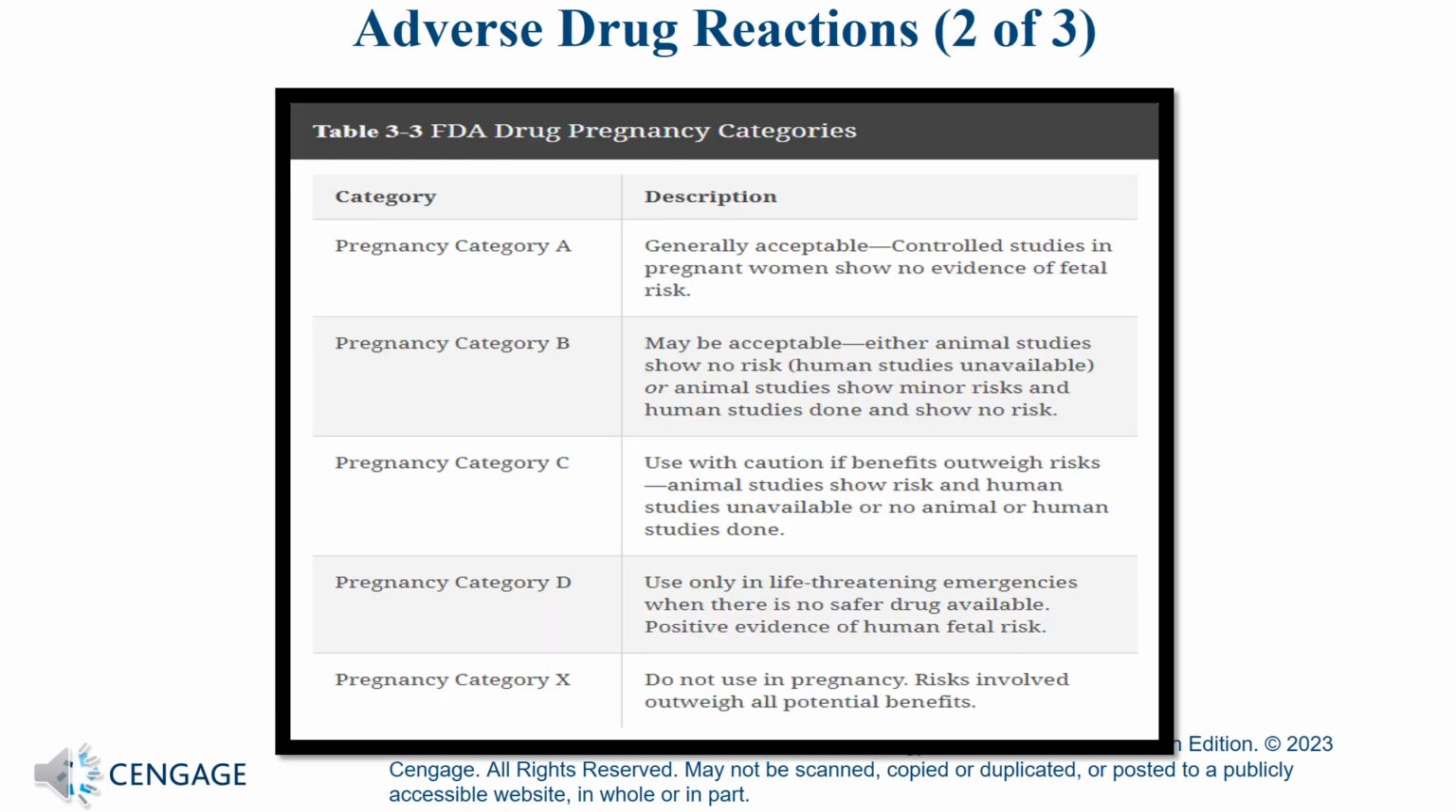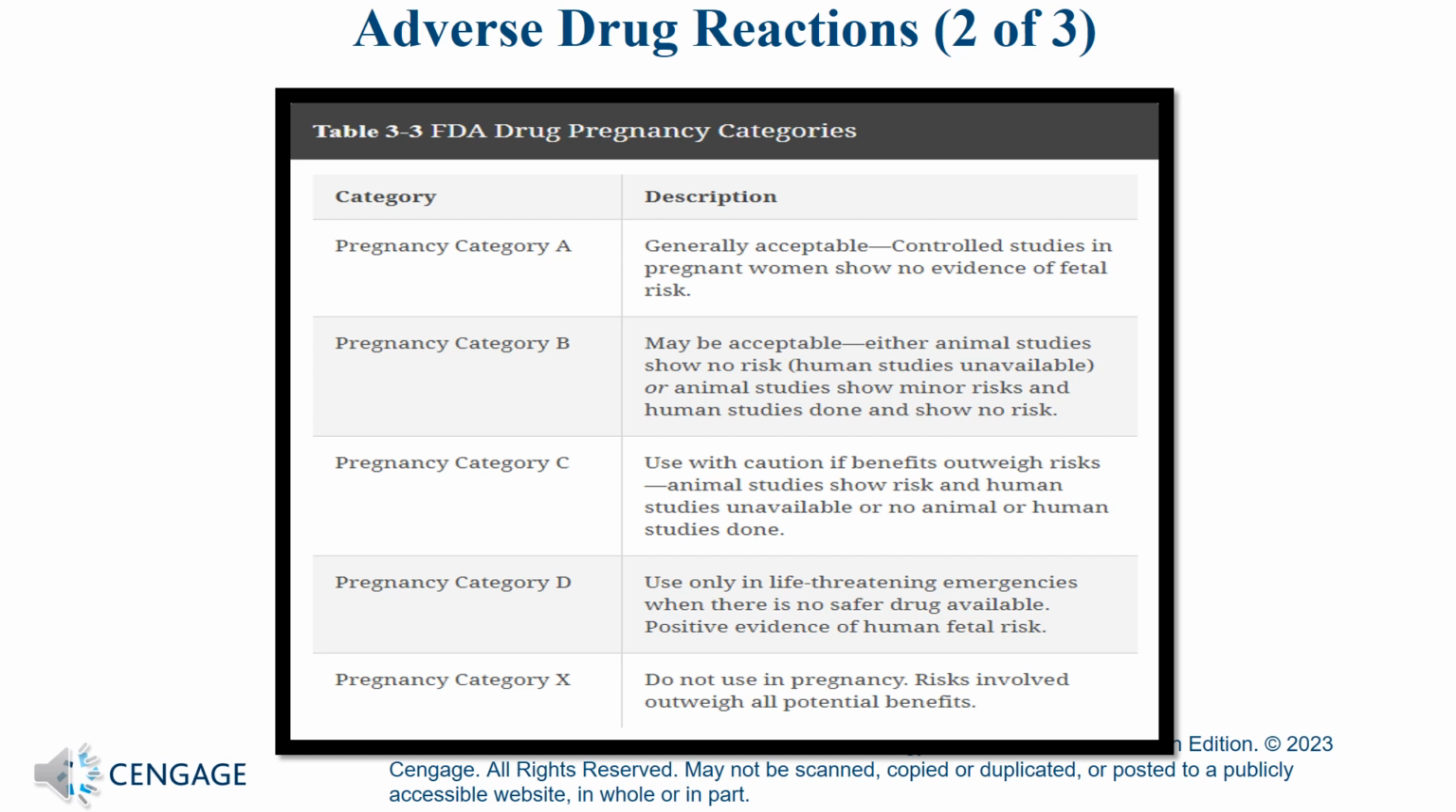Okay, what you're looking at on your screen is table 3-3, the FDA drug pregnancy categories. They are category A, B, C, D, and X. And you also have a description with each of them. So we're going to take a look for just a minute at pregnancy category A. It is generally acceptable. Controlled studies in pregnant women show no evidence of fetal risk.